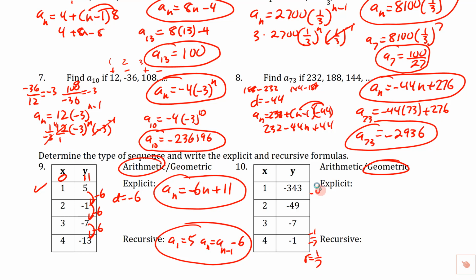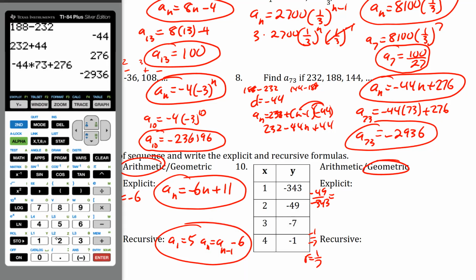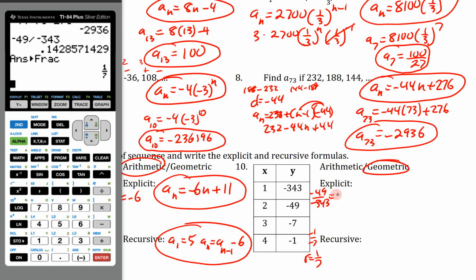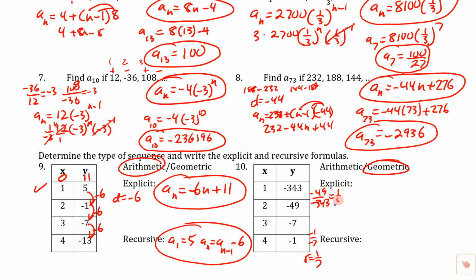If we did this one, negative 49 over negative 343, first of all, that's going to work out to be positive, and then I'm just going to grab the calculator here. So we're going to do negative 49 divided by negative 343. I get that ugliness right there, but remember, we can have this change it to a fraction for us, and it changes it to 1/7. So the common ratio is 1/7.